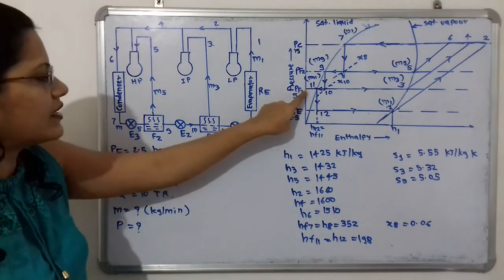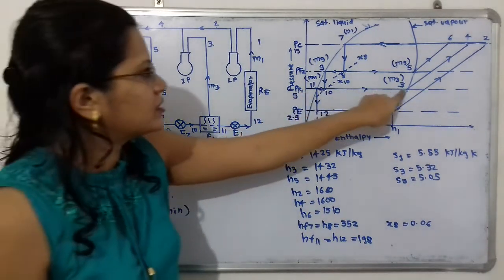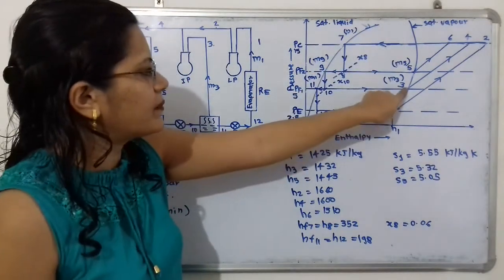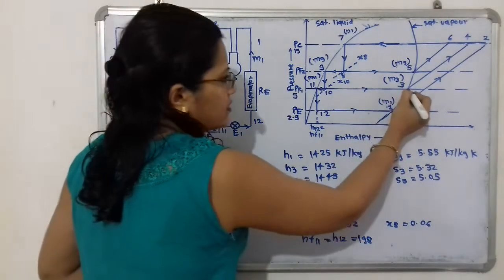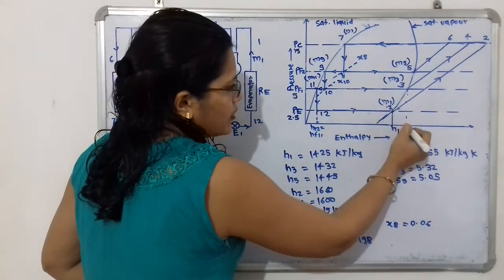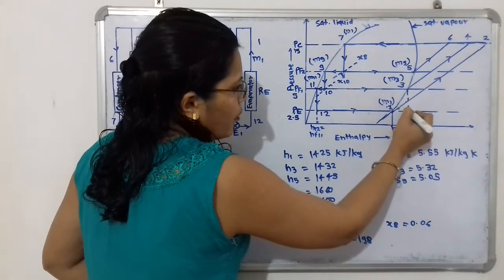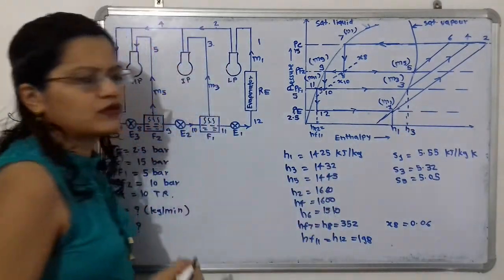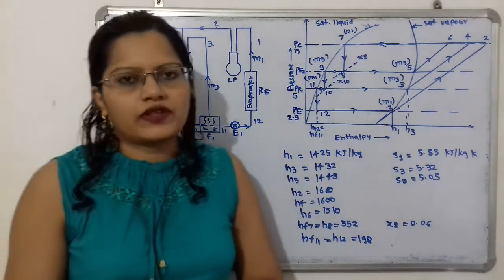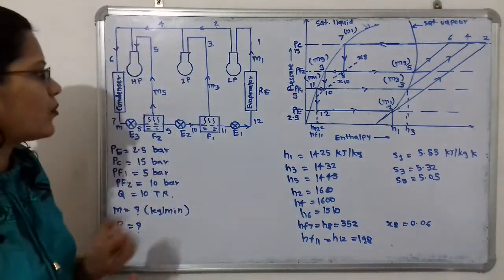So we have to select here the F1 5 bar pressure line, and this is the saturated vapor line. The point of intersection will give us the point 3. So what is the enthalpy at this point 3? If we extend this point, here will be H3, and H3 is equal to 1432 kilojoule per kilogram. So this is the enthalpy at the point 3.